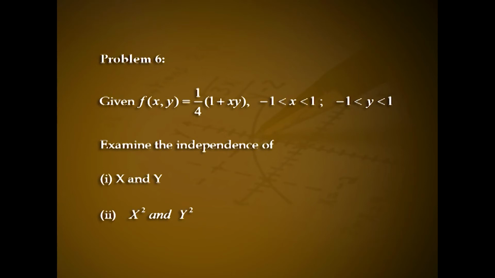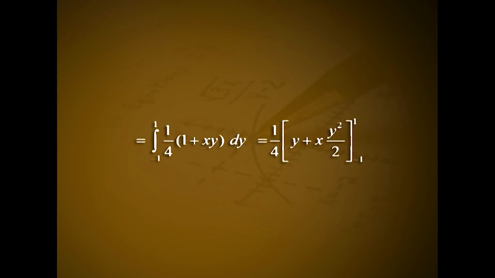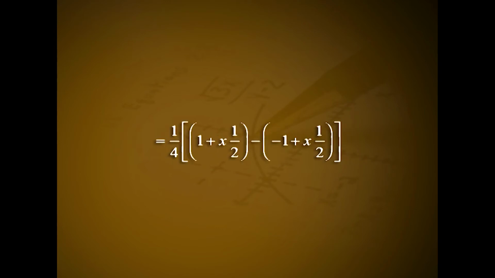Examine the independence of x and y, x square and y square. Solution. The marginal PDF of x, f1 of x is equal to integral over y f of xy dy, that is integral from minus 1 to 1, 1 by 4 into 1 plus xy dy, that is 1 by 4 into y plus x into y square by 2 over the limit from minus 1 to 1. That is 1 by 4 into 1 plus x into 1 by 2 minus of minus 1 plus x into 1 by 2, that is 1 by 2 for minus 1 less than x less than 1.